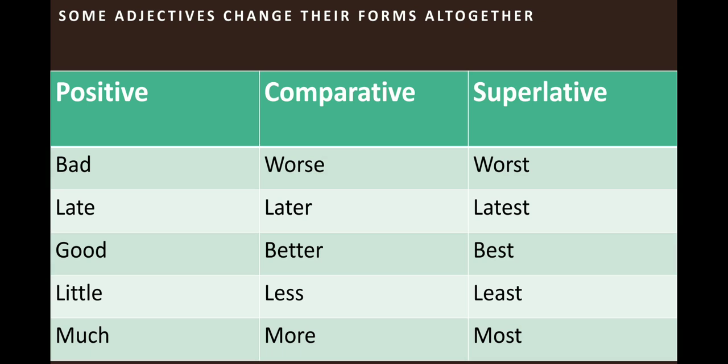Some adjectives change their forms altogether. Okay, some adjectives change their form when they are moving up degrees of comparison. When they are going to the comparative and the superlative forms, they change their form. Examples are bad, late, good, little, much. So let's look at them. You have bad for the positive, and the comparative becomes worse, and the superlative becomes worst. For late, we have late, later, latest. We have good, better, best. We have little, less, least. We have much, more, and most.